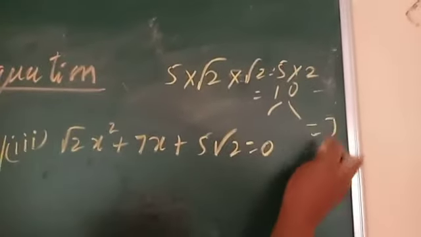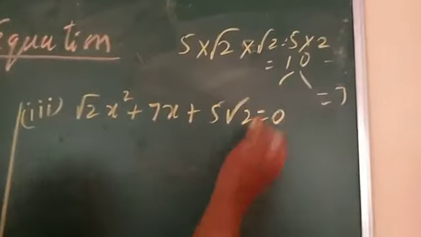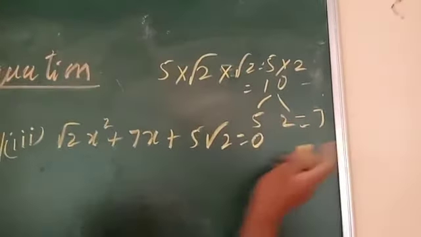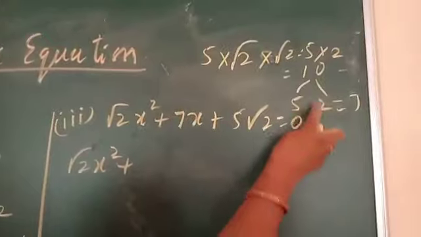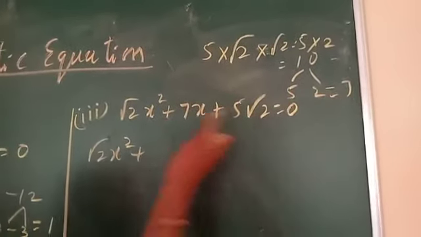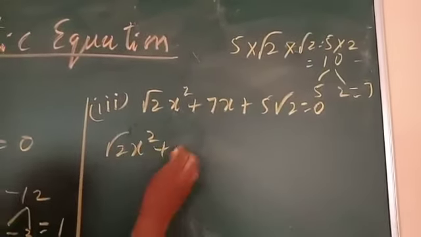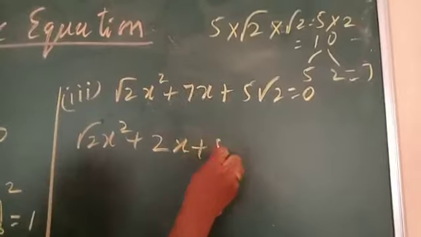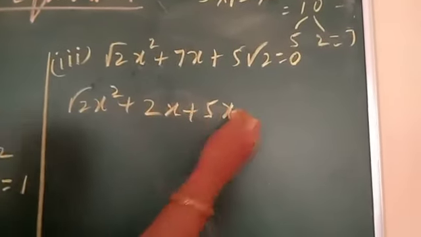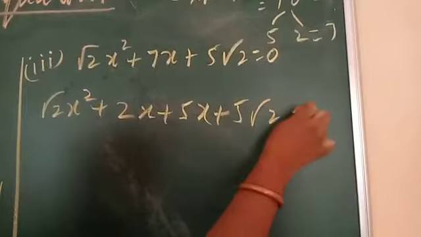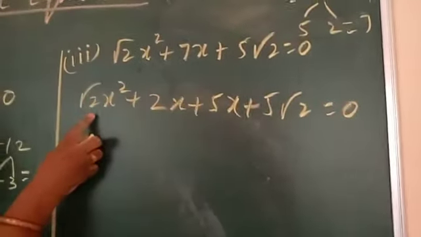So what are the factors? You should get 10. 5 2s are 10. 5 plus 2 is 7. It is very easy. So you think 5 2s are 10, 5 plus 2 is 7. Then how can we write here? Here root 2 is there. So write 2x and 5x. Don't write 5x plus 2x, because root 2 is there. So take 2 first. Then it will be easy to take common factors. It is easy.